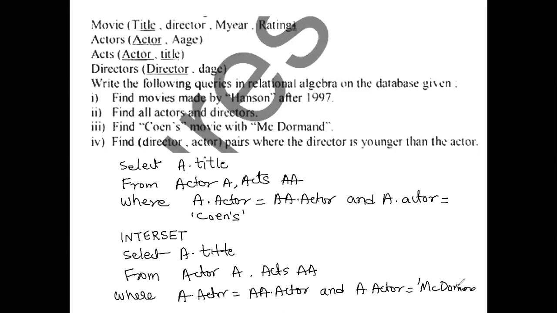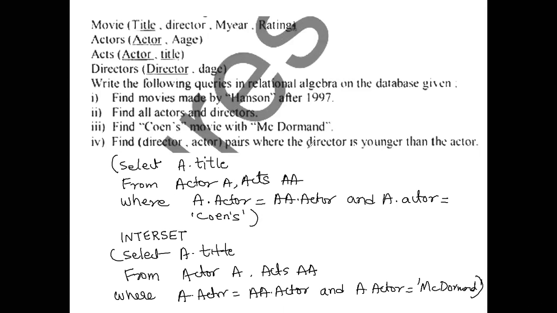Okay, so now what happened? This will extract McDormand's movie titles, and this will extract Cohen's movie titles, and then finally the intersection will happen. So this will produce a result only if both have acted in a single movie. Okay.